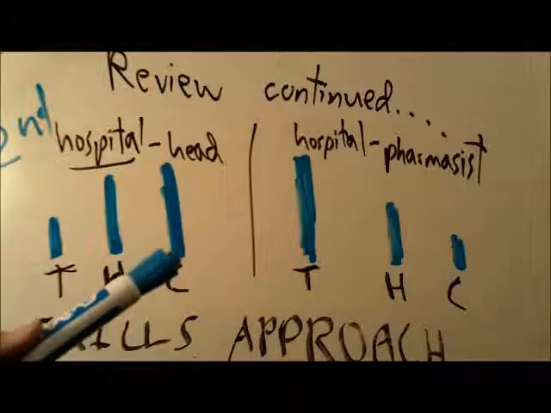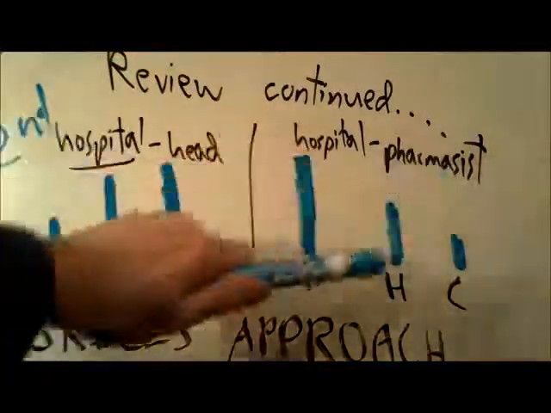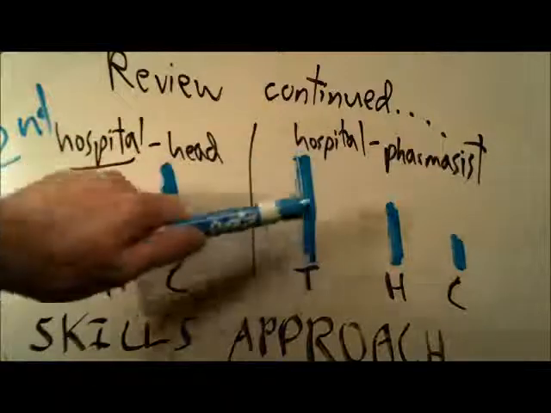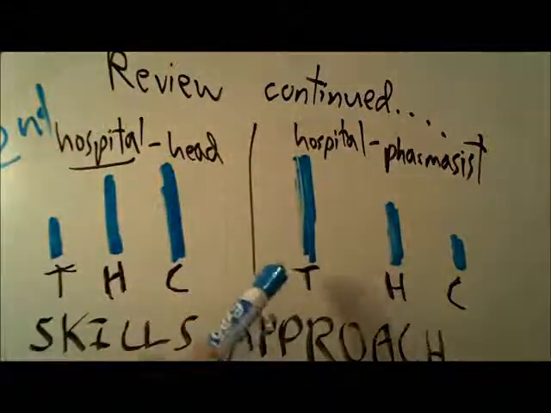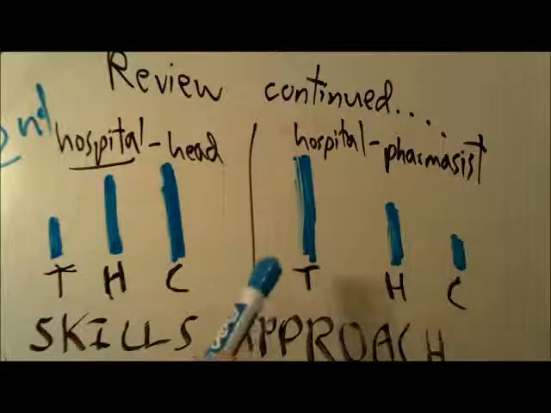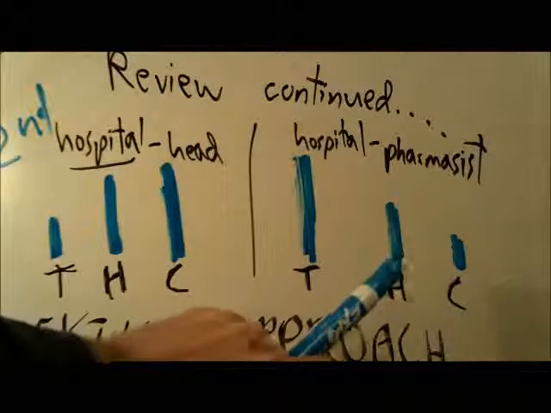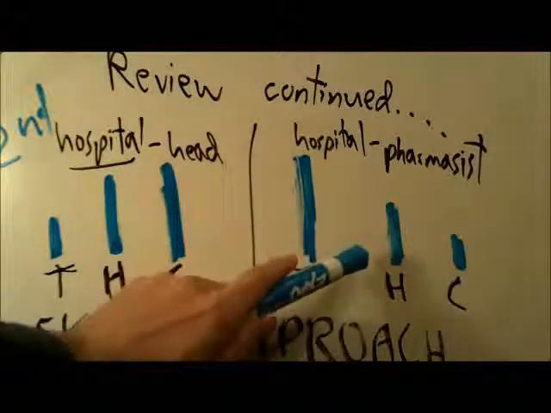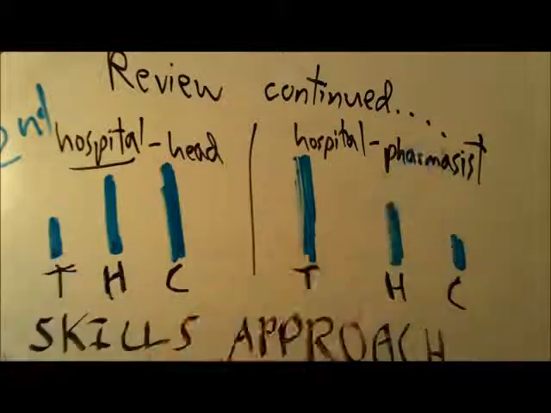On the other hand, say you're a pharmacist. Your technical skills have to be pretty huge because you're working with all kinds of medicine, and you don't want to mess it up, of course. Human skills, you're working with doctors, but not too many patients, so your human skills don't have to be huge, and your conceptual skills don't have to be huge.